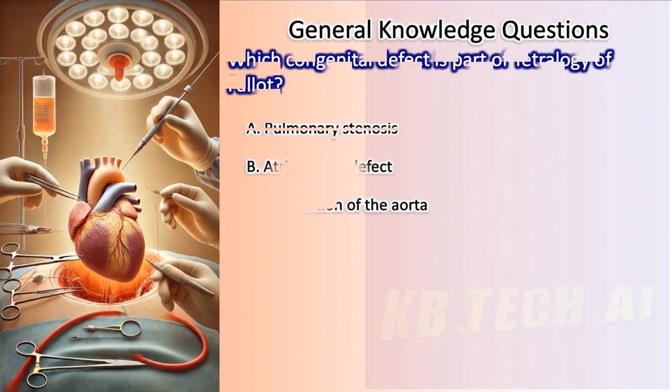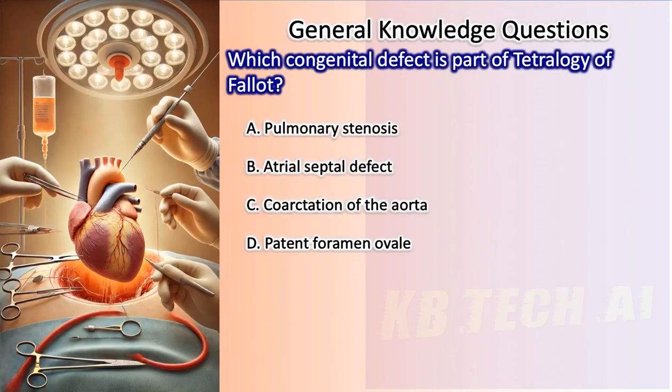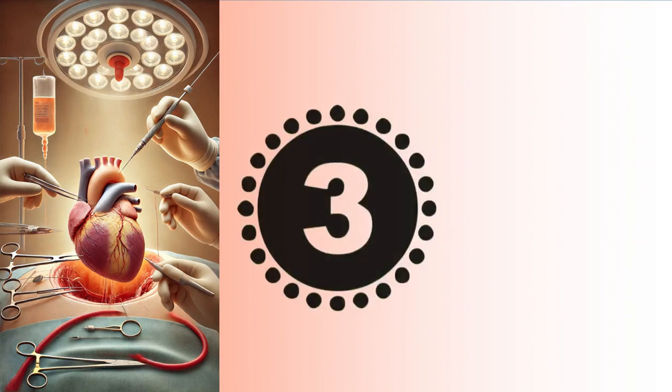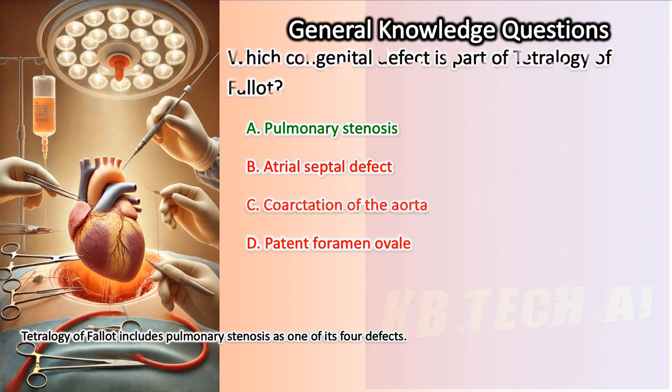Which congenital defect is part of tetralogy of Fallot? Option 1, pulmonary stenosis. Option 2, atrial septal defect. Option 3, coarctation of the aorta. Option 4, patent foramen ovale. The answer is option 1, pulmonary stenosis.